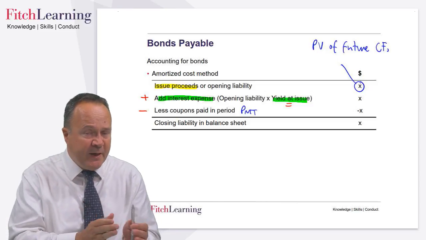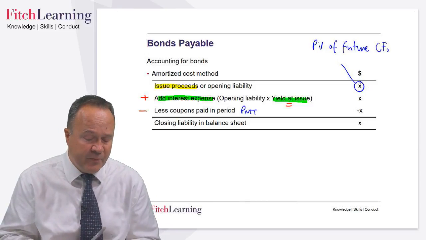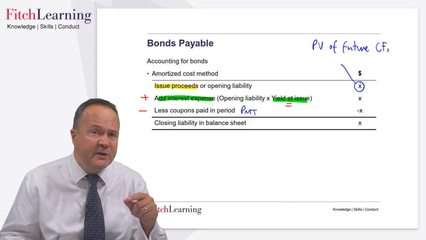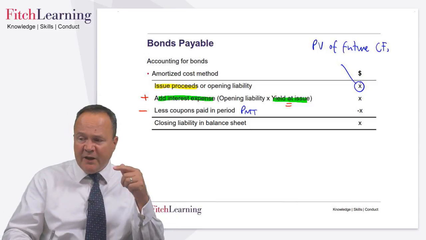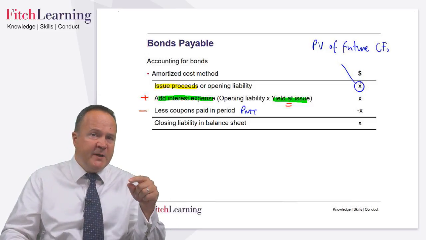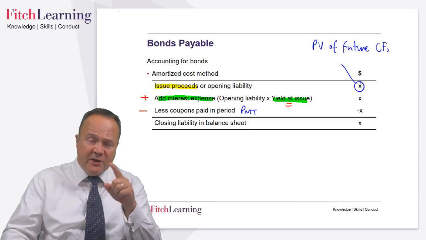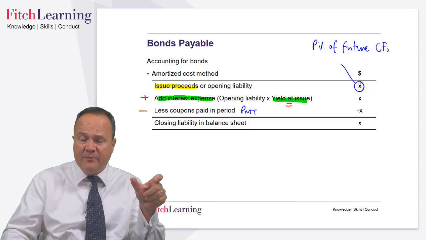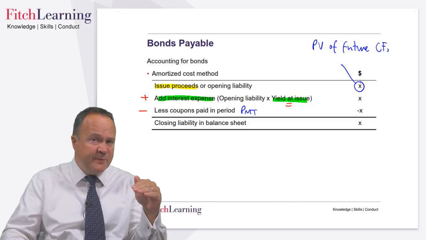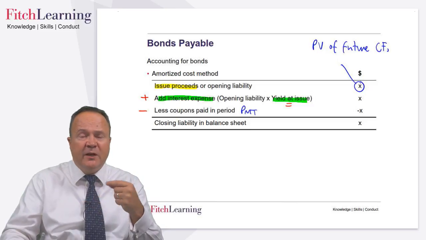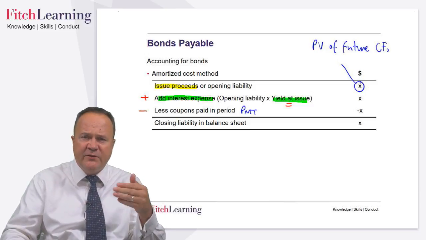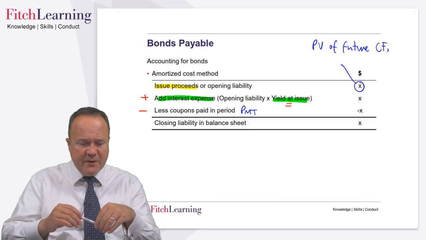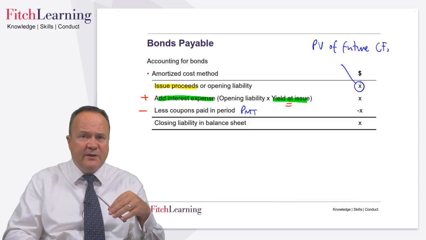Okay, so you have your present value of future cash flows as your issue proceeds, the opening liability. The interest expense is based on the yield at issue multiplied by the opening liability for that year. So the year 1 interest expense will be yield at issue times the opening liability of year 1. The year 2 interest expense will be the yield at issue times the opening liability for year 2, and so on and so on. Okay, and then that will give us our closing liability.